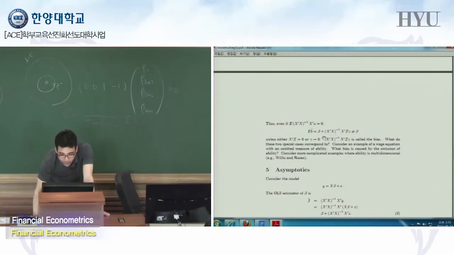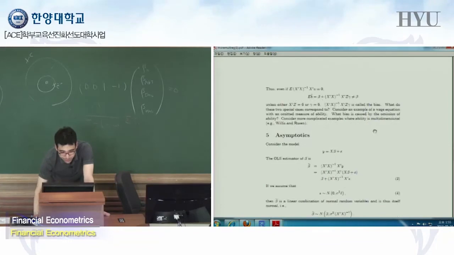And this term is called the bias term. What do these two special cases correspond to? I already explained the education example. I think we can skip this part.